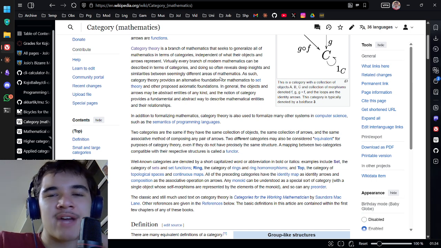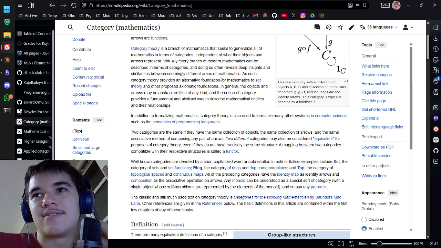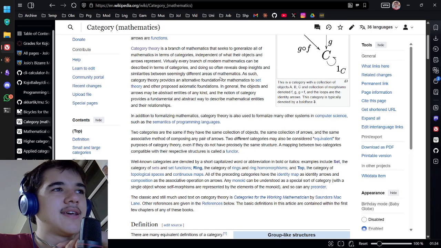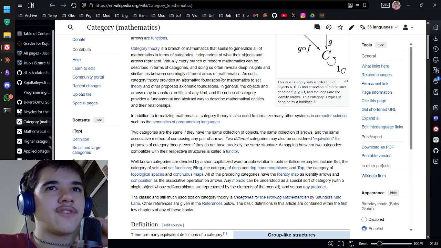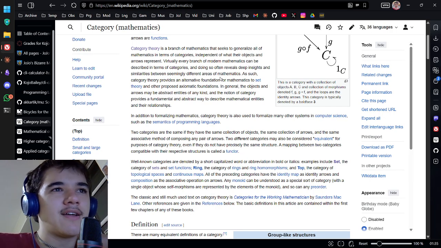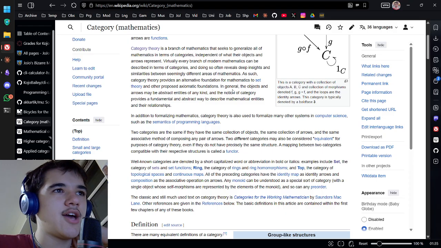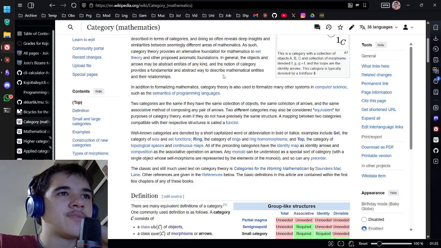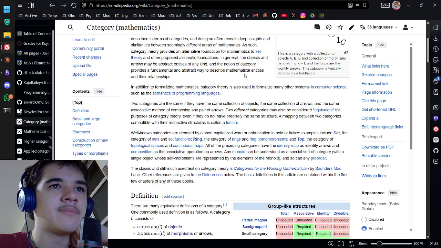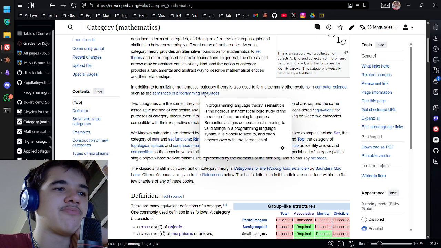We need to abstract to find new ways to do things, right? Even if it can be slow computationally, the things we can discover as a result are very cool. In addition to formalizing mathematics, category theory is also used to formalize many other systems in computer science, such as the semantics of programming languages.